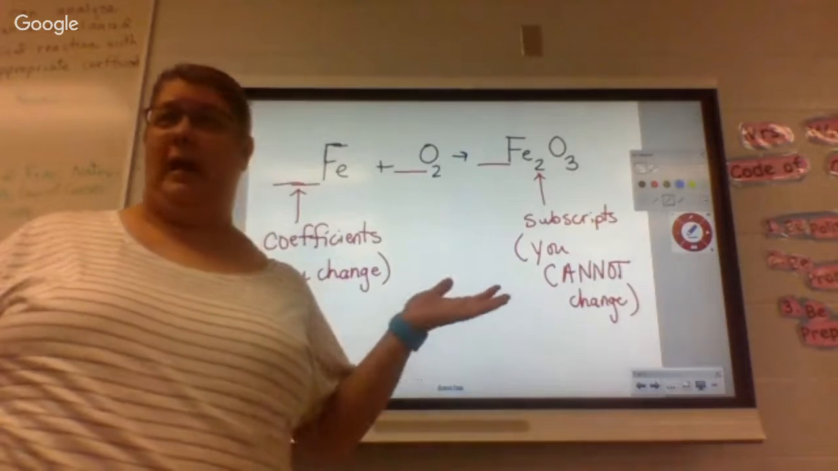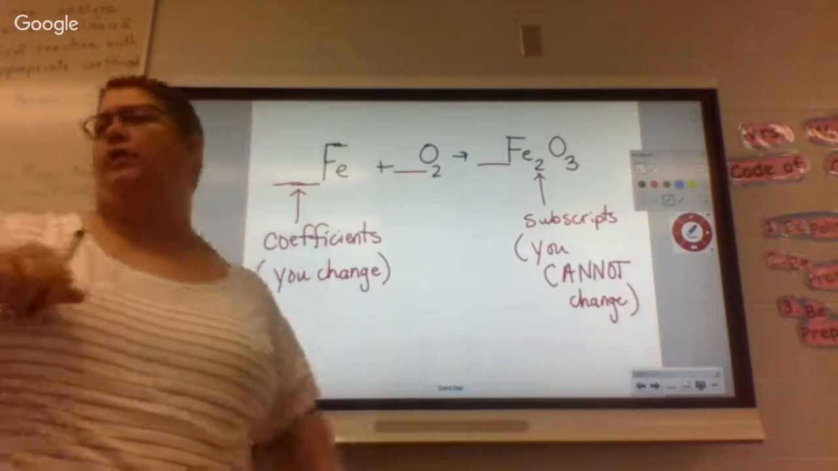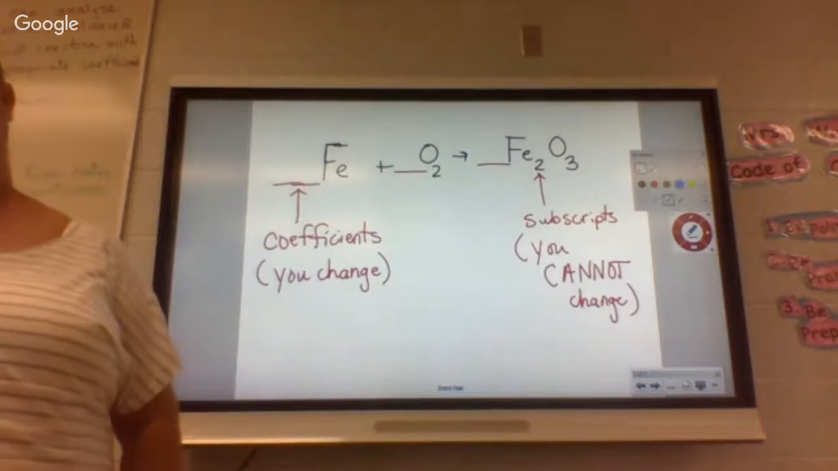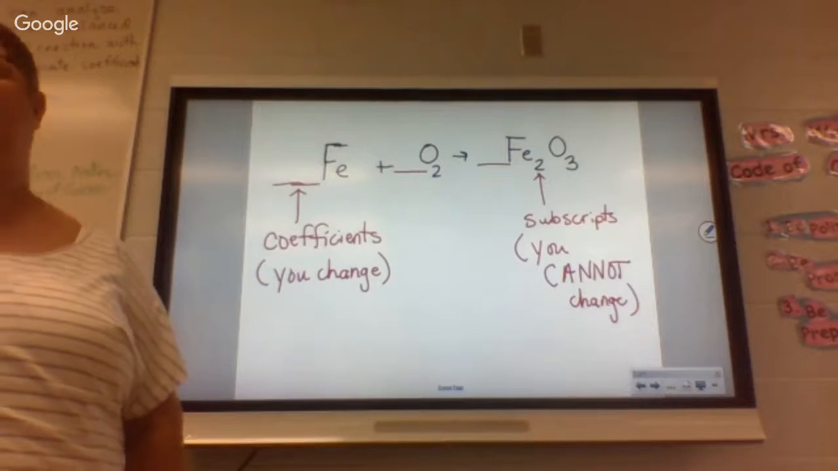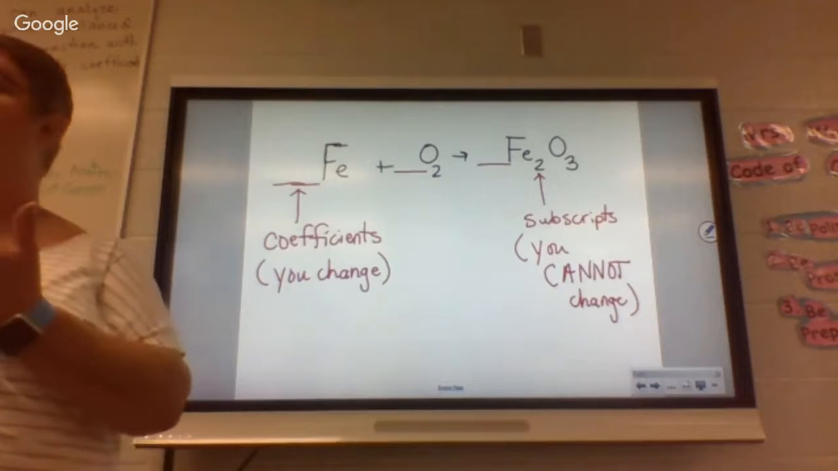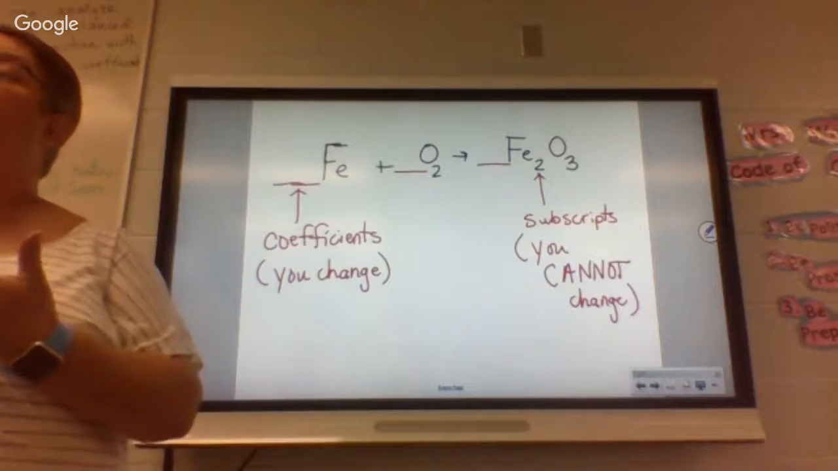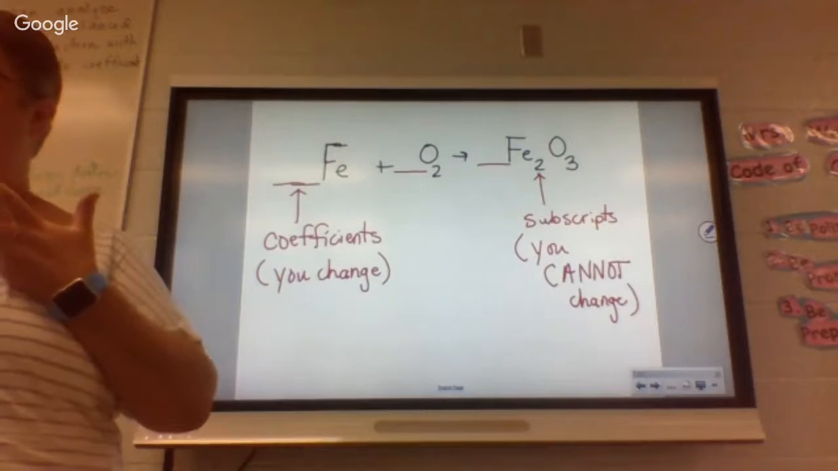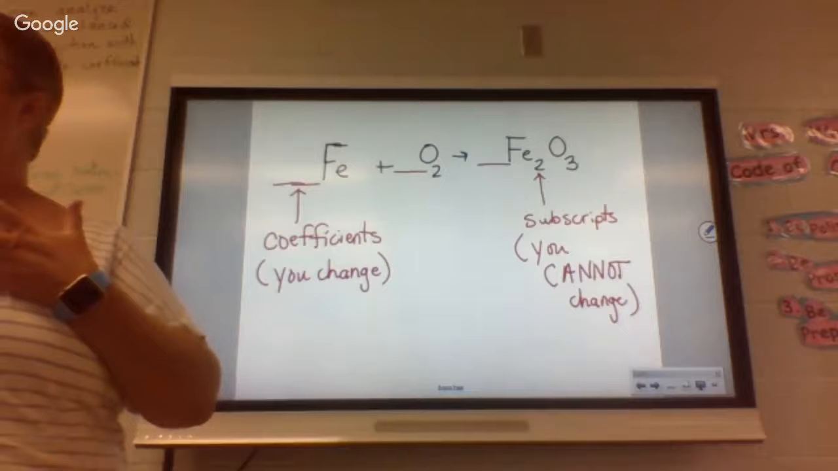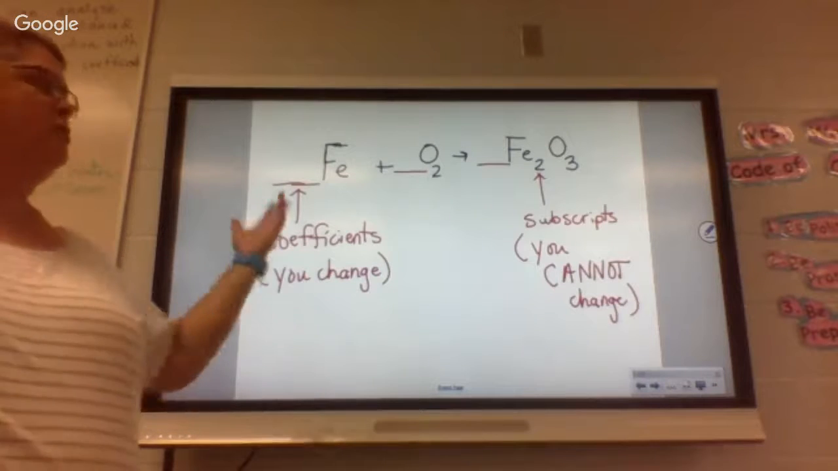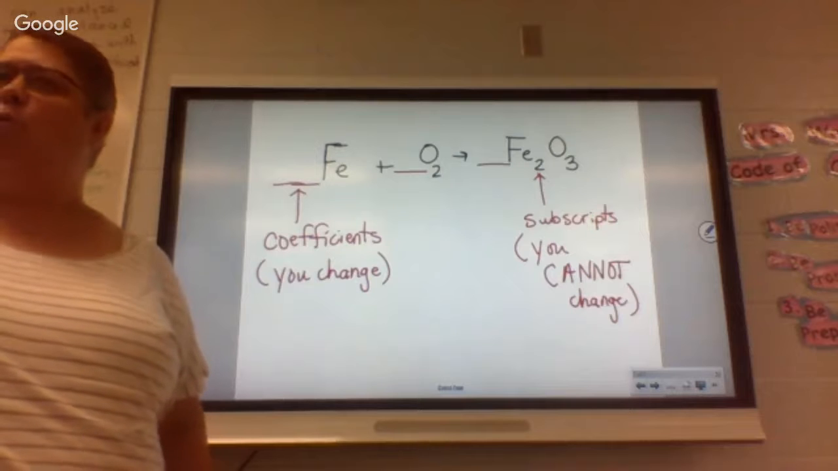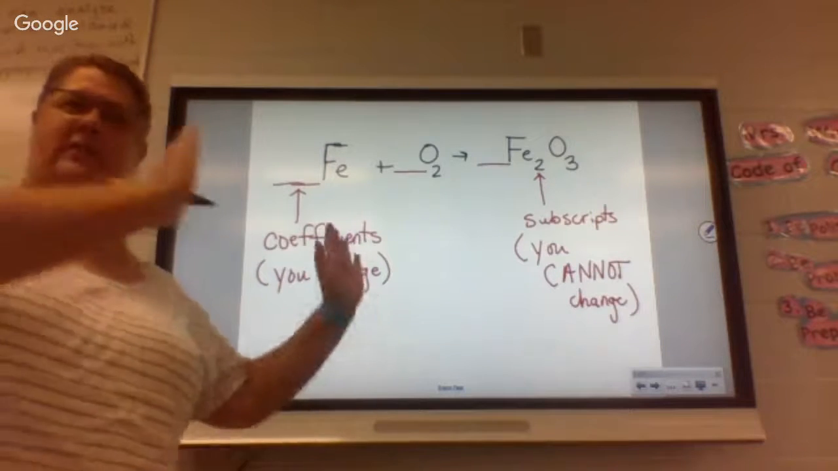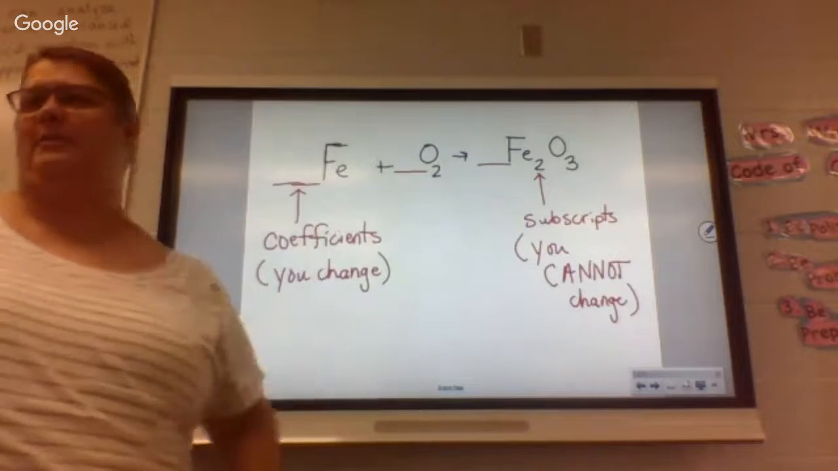Pick one. Now, everybody always says, Ms. Wall, how do you pick? I've done this a really long time, so I know what to pick. The things I look for are the largest subscripts, and I typically pick the odd numbers. You don't have to do that. You can pick any element you want. If you want to pick iron, start with iron. If you want to pick oxygen, start with oxygen. But pick one element at a time, balance it first, and then balance the next element.